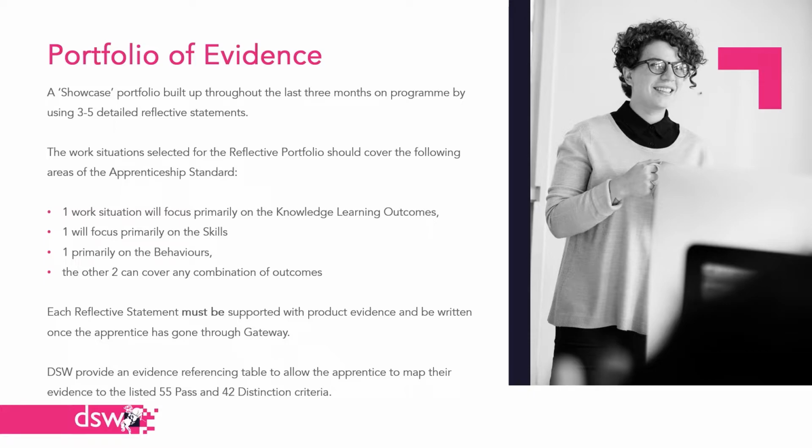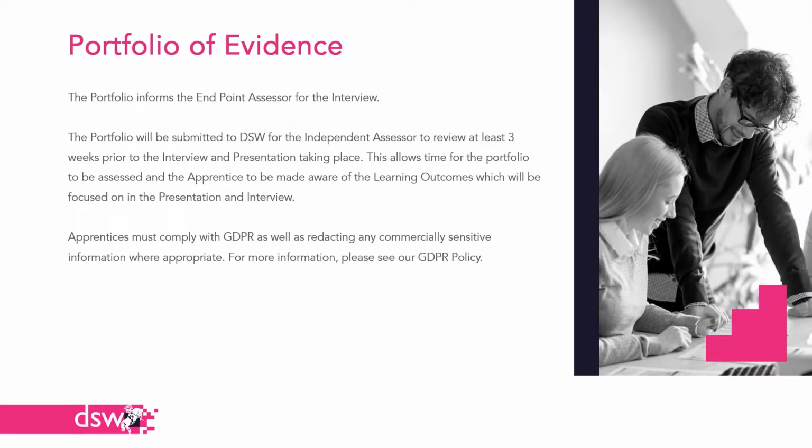The work situation should be supported with product or performance evidence. The toolkit provides guidance on what type of evidence can be included in the portfolio and a steer on how to ensure that evidence is sufficient, authentic, relevant and current. The apprentice will need to complete the relevant referencing table, which should indicate which reflective statements and which pieces of evidence in the portfolio meet each learning outcome.